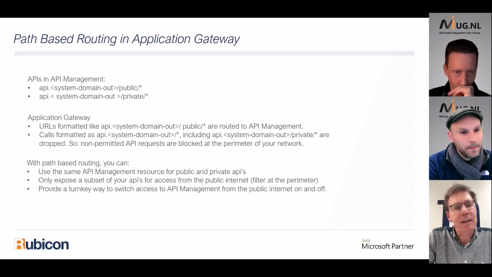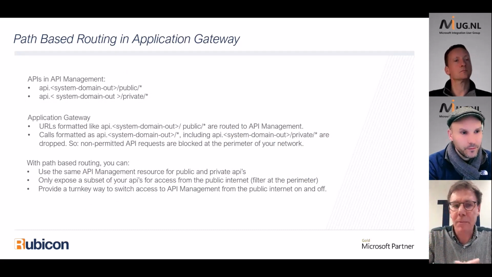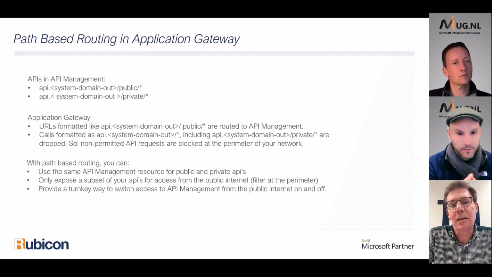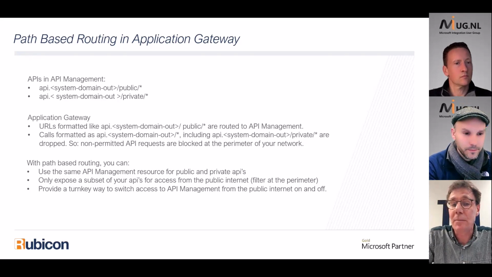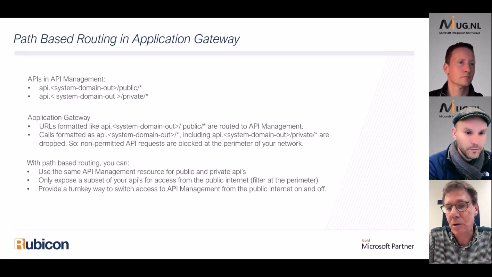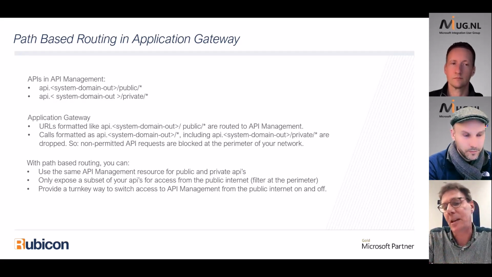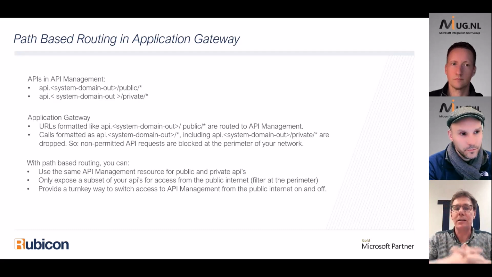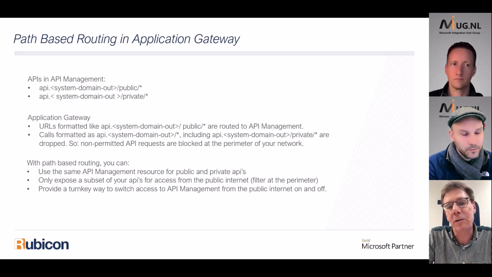When I start in API management, you can say you have public APIs and private APIs. If a Logic App Consumption from the internet, from outside, calls a public endpoint, you can route this call from Application Gateway to API management. And if it makes a call to a private API, you can actually drop the API call. That way you can not permit external clients to call internal or private APIs. It's also a very nice security feature.